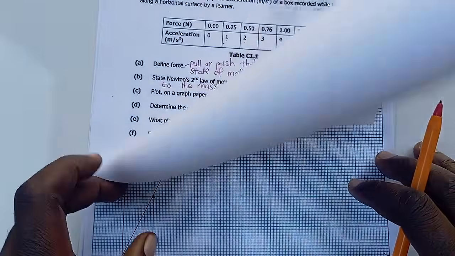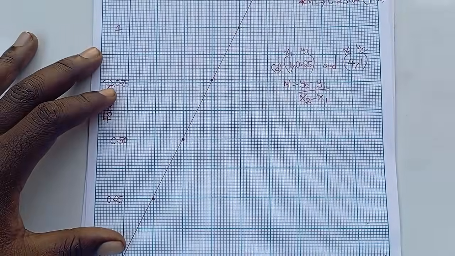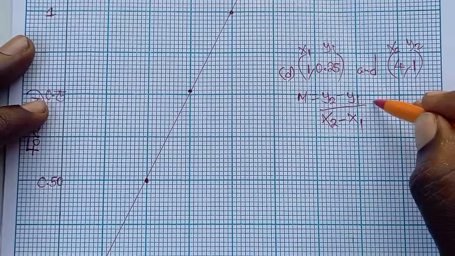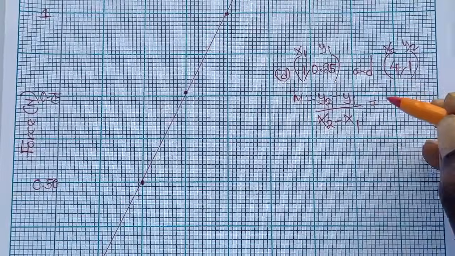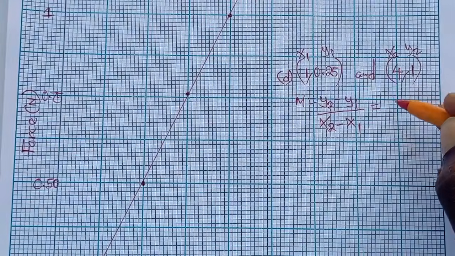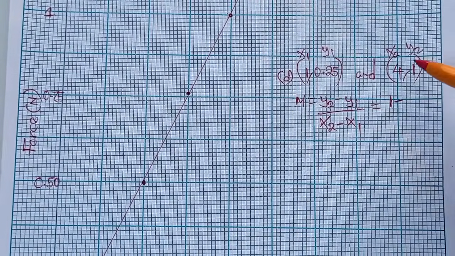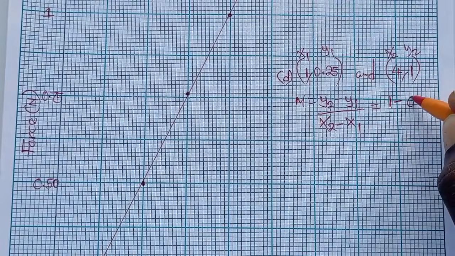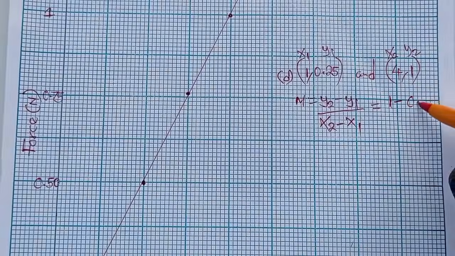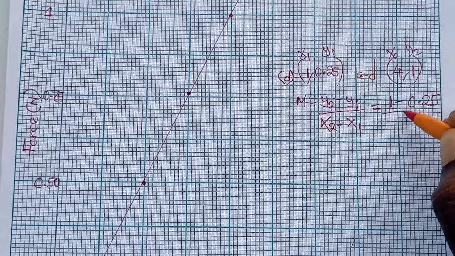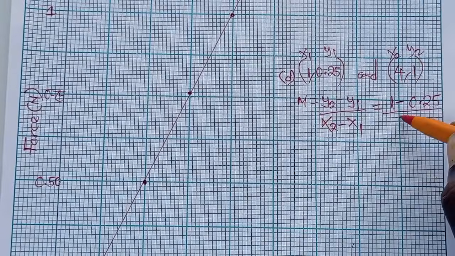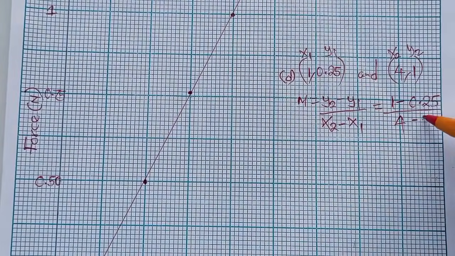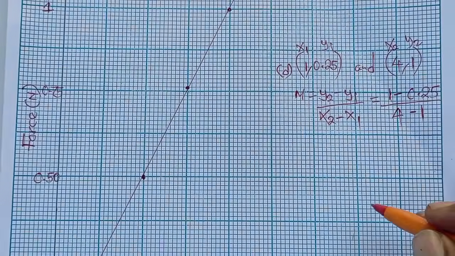From there now, I guess you are following what I'm doing. You say this is now equal to what? I say, what is my x2? That is 1 minus x1, I mean y1. Y1 is 0.25. Then y2, I mean x2, that is 4, and x1 is 1. So this is what I'm doing there.